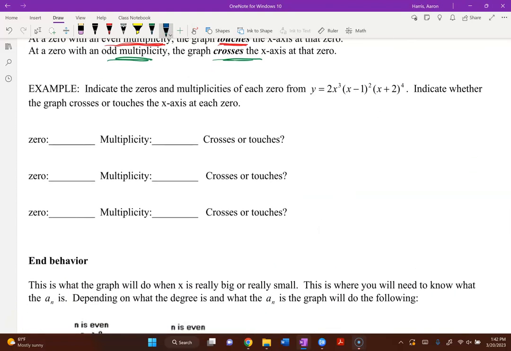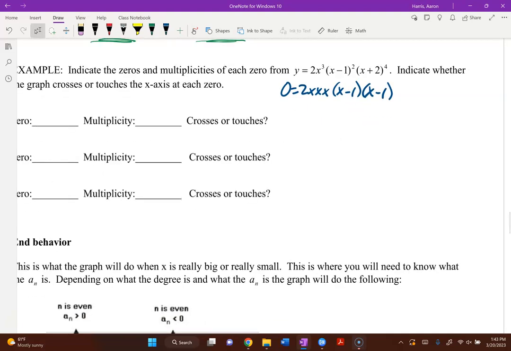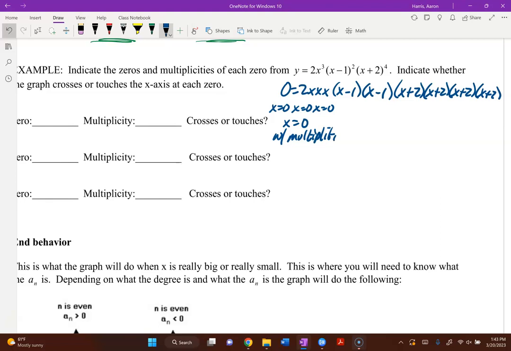So let's look at this one right here. Let's say you are finding the zeros on this. You're finding the zeros, and you're like, okay, I got 2x, x, x. I got 2 of these x minus 1s. And I've got 4 of these x plus 2s. So I said each of these x's equals 0, x equals 0, x equals 0, x equals 0. I got 3 of them, right? So how do you say that? You say x equals 0 with multiplicity 3.